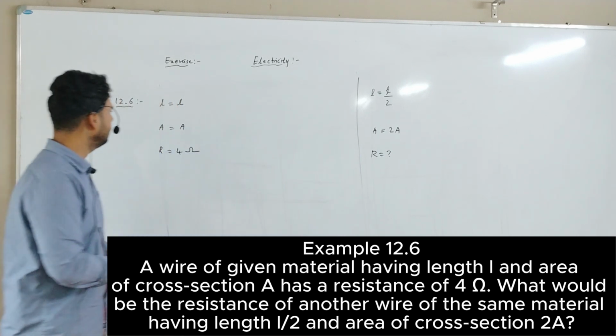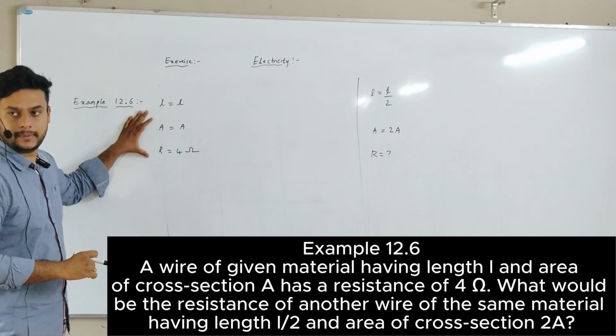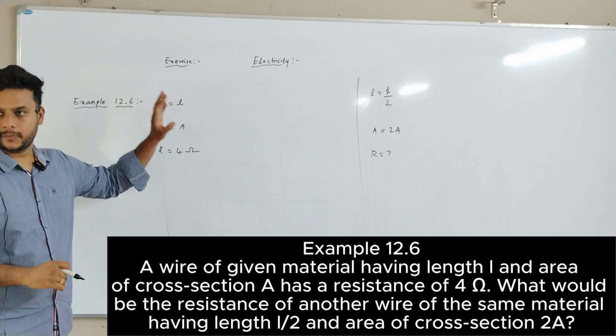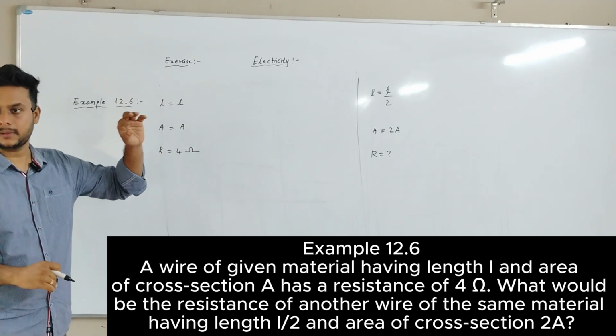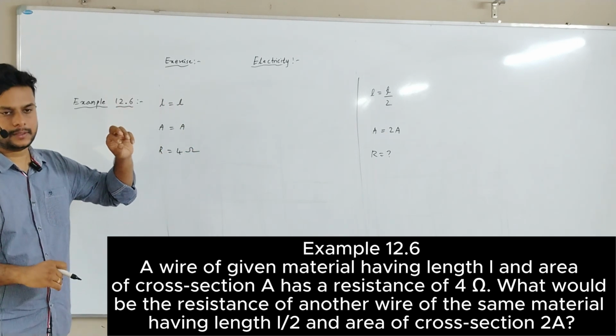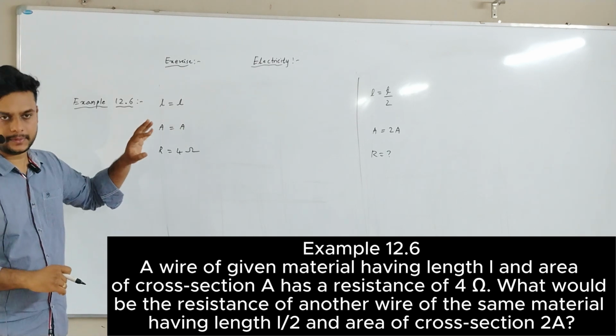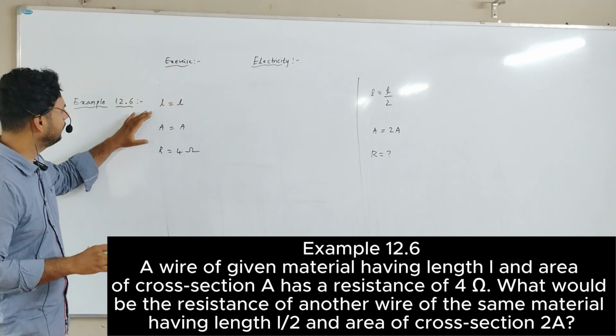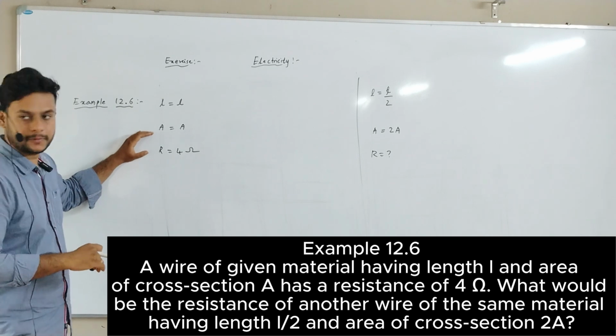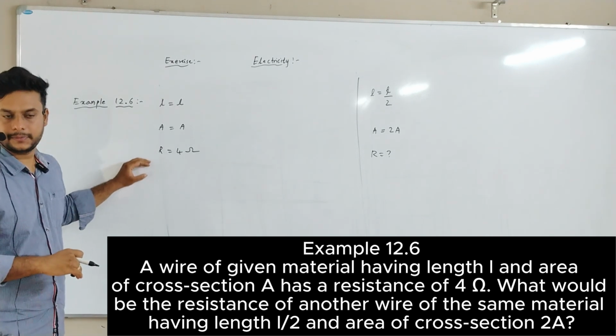See here. This also material is same, that material is also same. Think both are copper. So resistivity of material will be same throughout the wire. Here length is L, area of cross section A, resistance is 4 ohm.